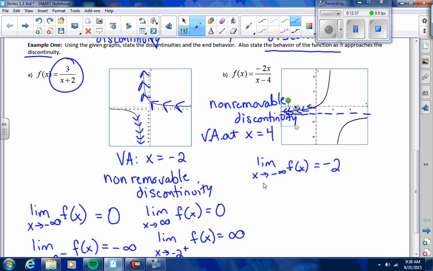Okay. Now let's approach positive infinity. The limit as x approaches positive infinity of f of x. So as x gets larger and larger, what y value is it going towards? -2. Now we need to do the limits as we're approaching that vertical asymptote from both sides. So the limit as x approaches 4 from the left-hand side, or from the negatives.